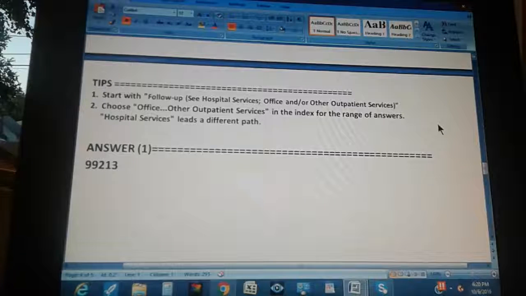And then the second tip is that you choose what? Office and other outpatient services in the index, for the range of answers. You're going to have a range of answers, and then you choose from that. Hospital services leads to a different path, because this is not a hospital service; it was done in an outpatient setting. Okay? All right, so the answer is 99213. And you already have a couple of tips. So we're going to count to 3 so you can give us the path to the answer. 1, 2, 3.